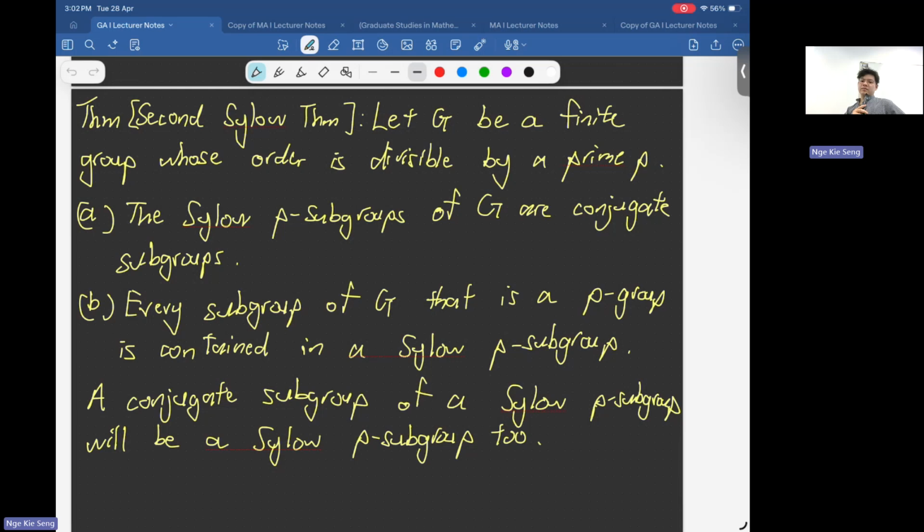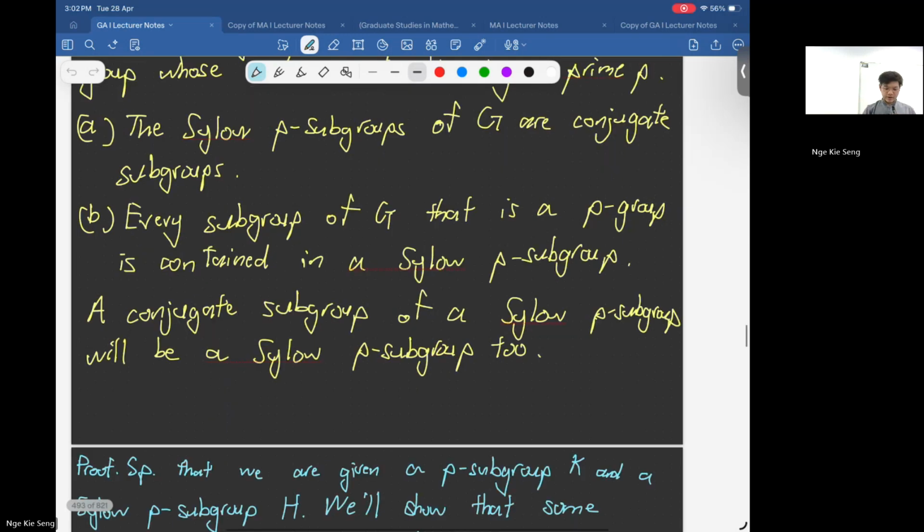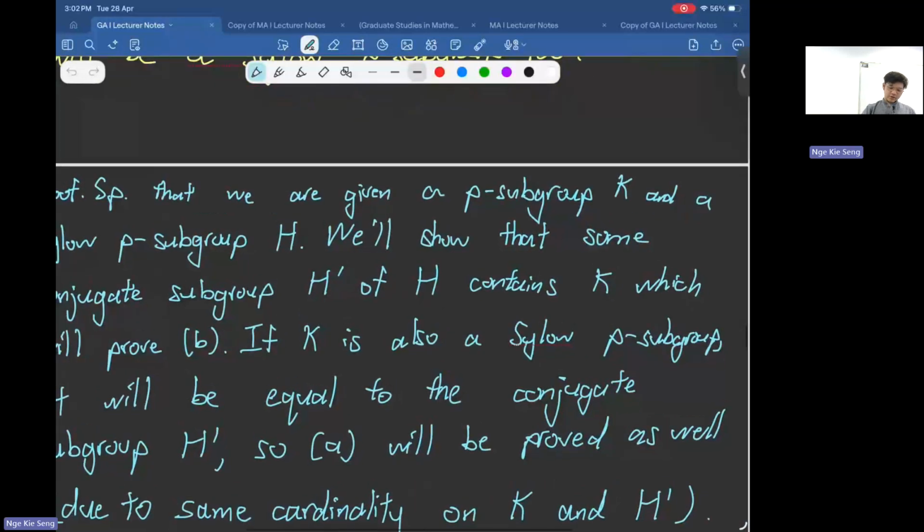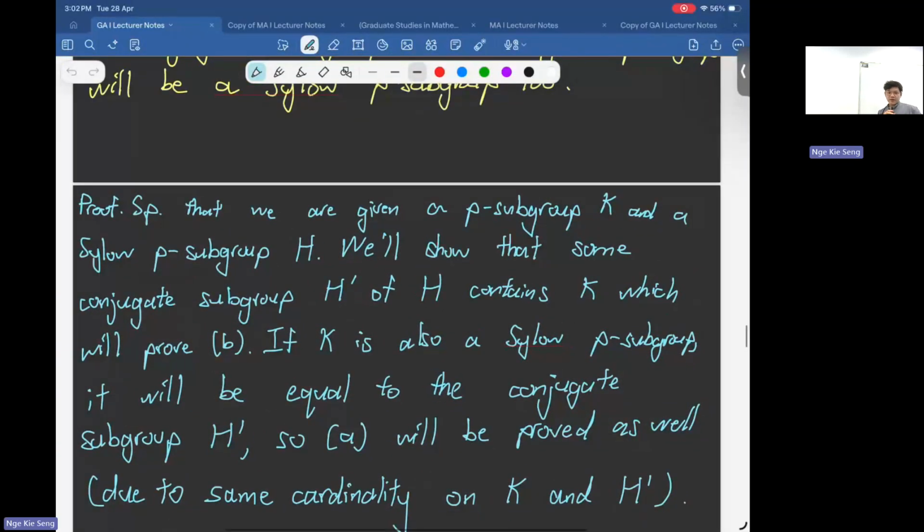Okay, so I think they start with B first. In the textbook, they start with B first. What they do is they show that some conjugate subgroup of H will contain K. So what's K? Maybe I show you what they did, but we don't go into detail. So they start with proving B first.